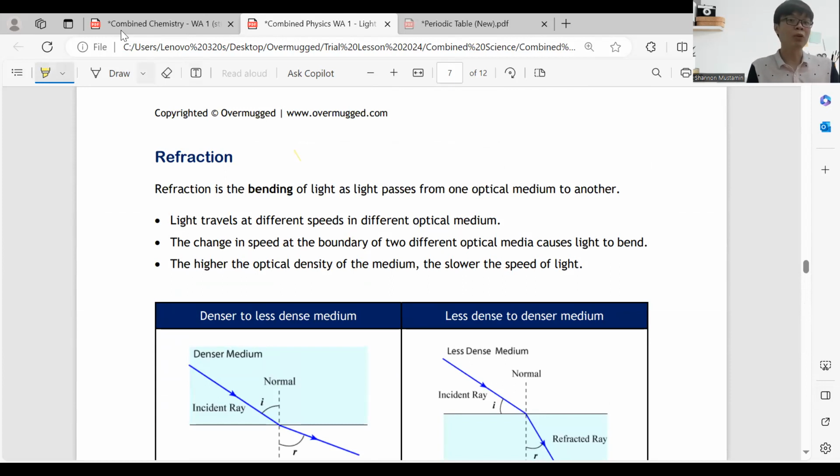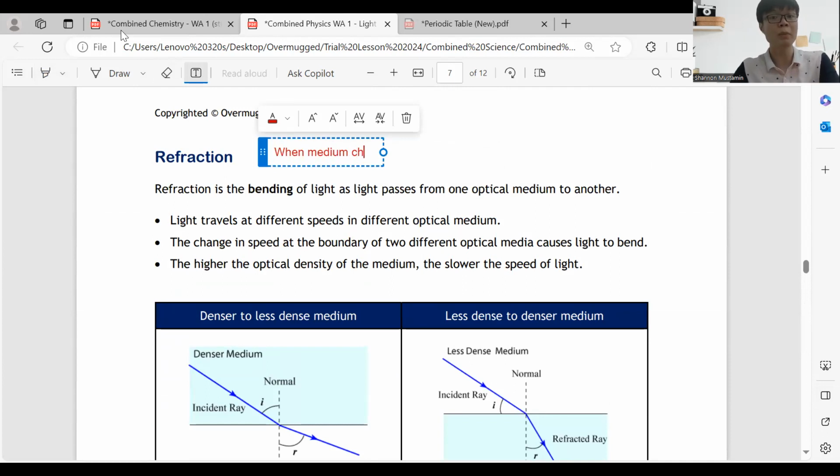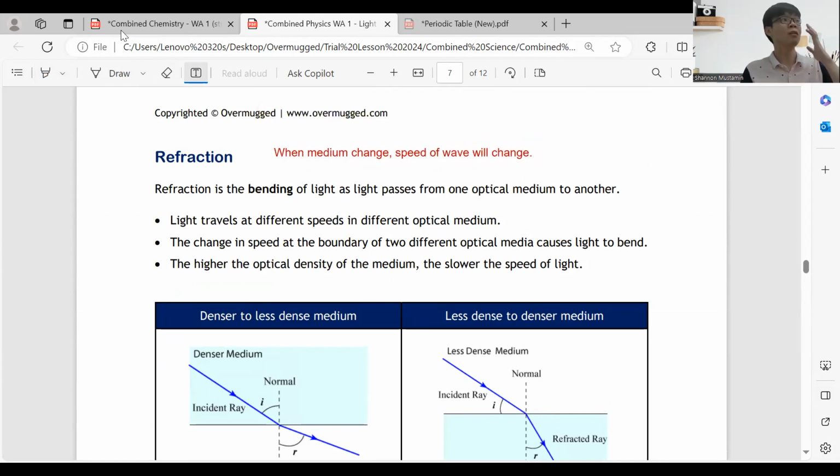So light is a kind of wave, right? When the medium changes, the speed of a wave will change. Light is a wave. For example, have you all learned the sound chapter? Yeah. Sound, when it goes from air to water, the speed changes, right? Because air and water are different media. That's what I mean by medium. Solid, liquid, gas.